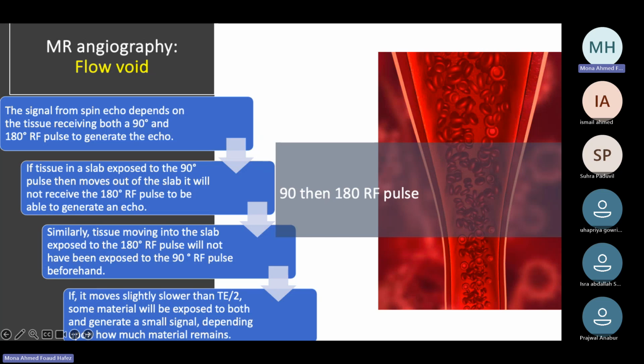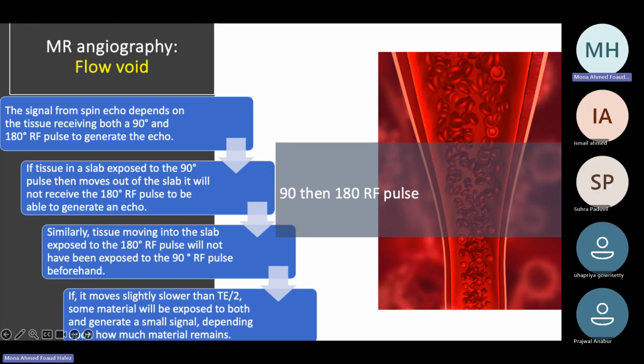If the tissue in a slab is exposed to the 90-degree pulse, then moves out of the slab, it will not receive the 180-degree pulse to be able to generate an echo. Similarly, tissue moving into the slab is exposed to the 180 and not exposed to the previous 90-degree pulse. So blood that is moving and exposed to only the 180 or only the 90-degree pulse will not give a signal. It will be dark, it will be black.